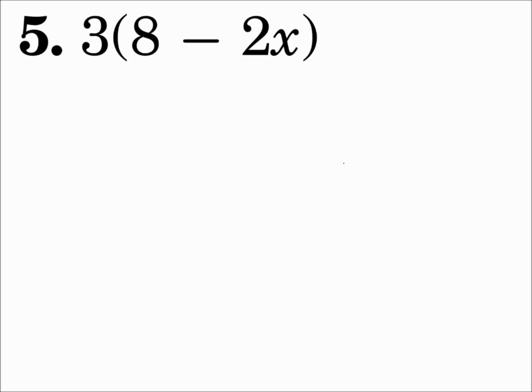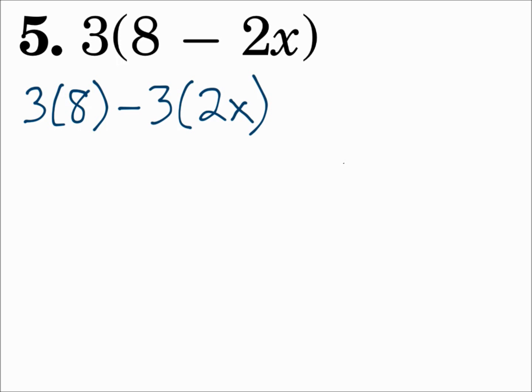Number 5, 3 times the quantity 8 minus 2x. You have to do 3 times the 8 minus 3 times the 2x. Make sure that you take your minus sign and put it before the second term. 3 times 8 is 24. Minus 3 times 2x is 6x. Those are unlike terms, so they can't combine. This is finished.